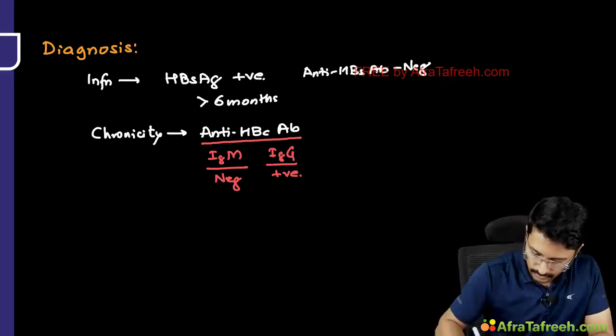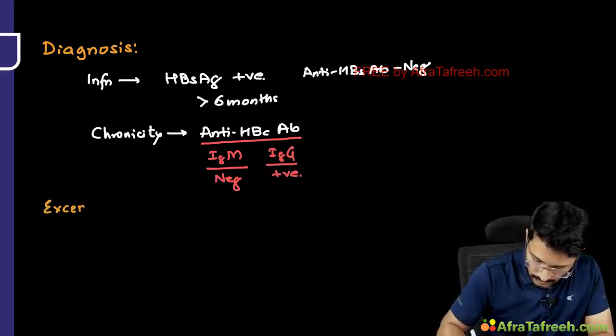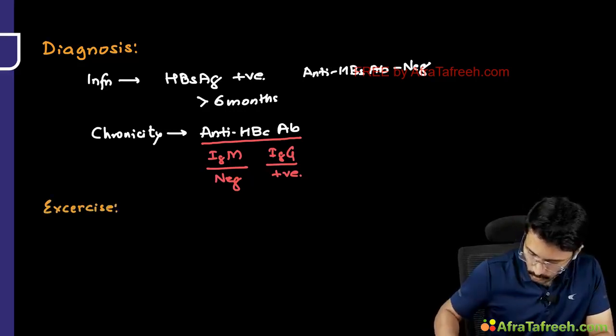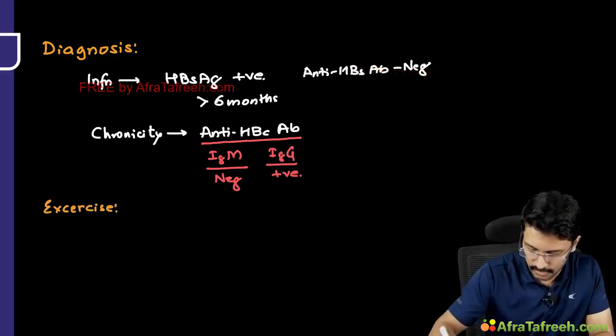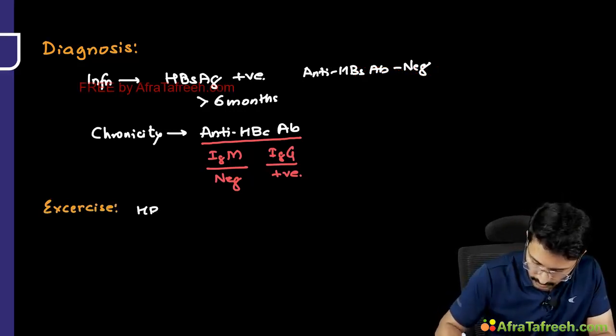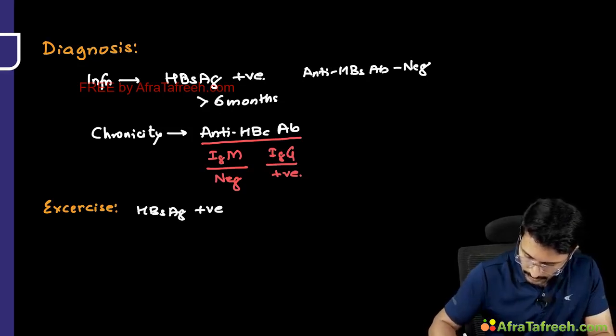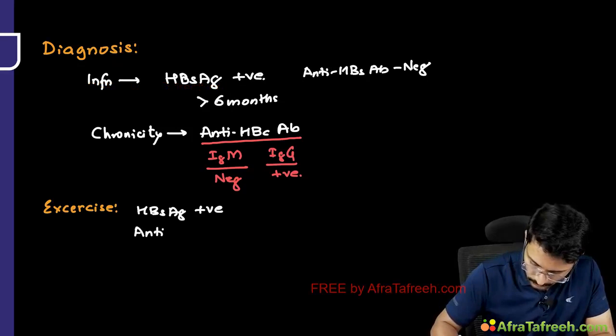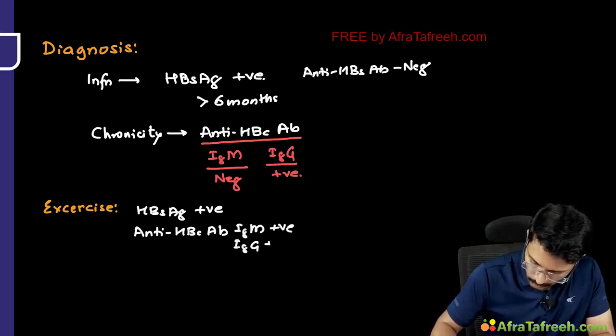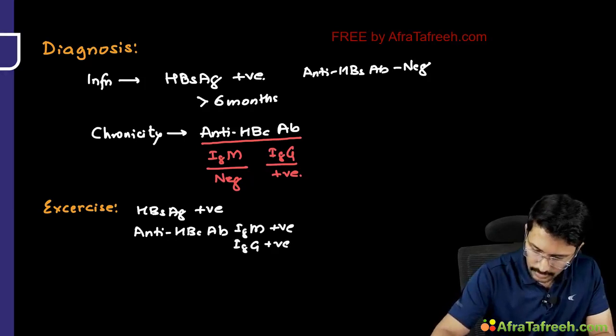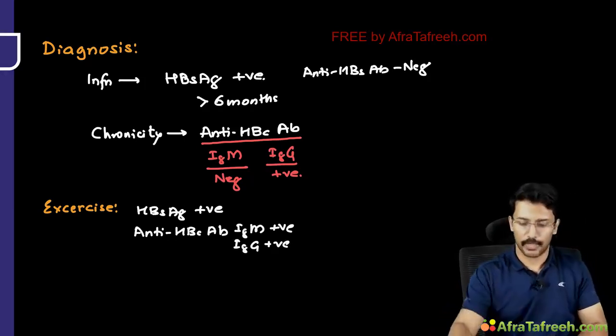Let us see if we make a diagnosis. So the exercise is, here is a profile of a patient who has been first time detected with HBsAg positive. So this is a HBsAg positive individual and his anti-HBc antibody IgM is positive, IgG is positive. So whether it is acute hepatitis or chronic hepatitis, depending on the profile.